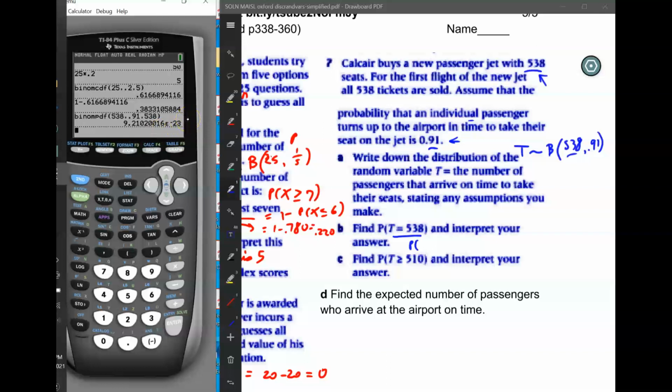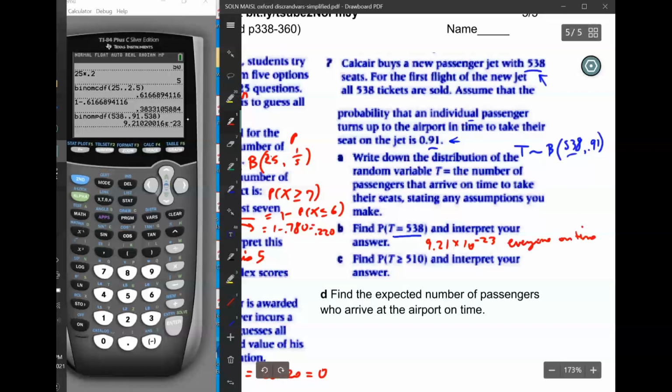Okay, so there's not really a way to write this easily without doing scientific notation. So let's go ahead and write it in scientific notation. It'll be 9.21 times 10 to the negative 23rd. Interpret your answer. So this is the probability that everyone comes. Everyone on time.